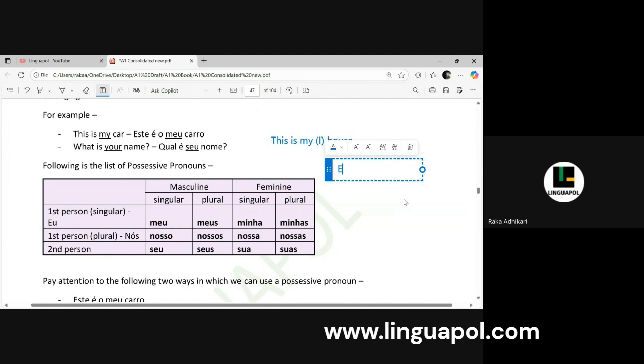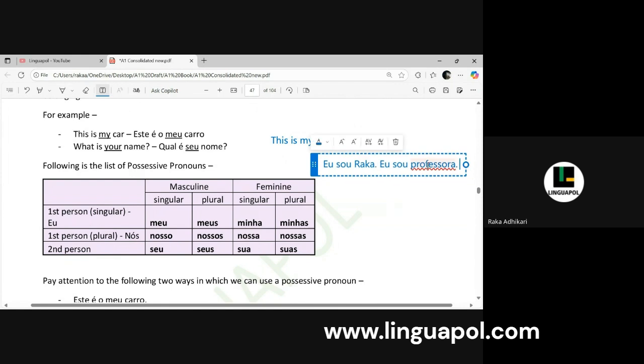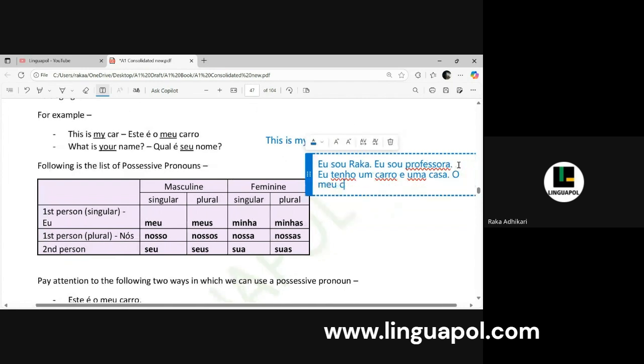For example, look at this little paragraph. Eu sou professora. So in both the sentences, I'm making it pretty clear that I am a woman. Then I'm saying, eu tenho um carro e uma casa. O meu carro é vermelho e a minha casa é branca.